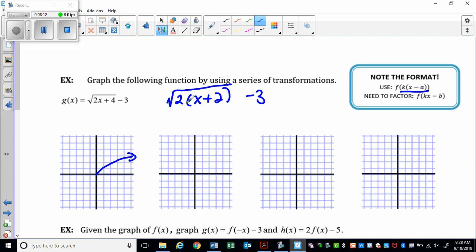And so let's look at our dilation first. My dilation is going to be a horizontal dilation, so k is 2. Remember, we do the absolute value of 1 over k, 1 over 2. So this is a horizontal dilation. So just like the square root of x goes through 1, 1. When we substitute in 4, we get 2. 2, or the square root of 2x, when we substitute in a half, we'll get 1.